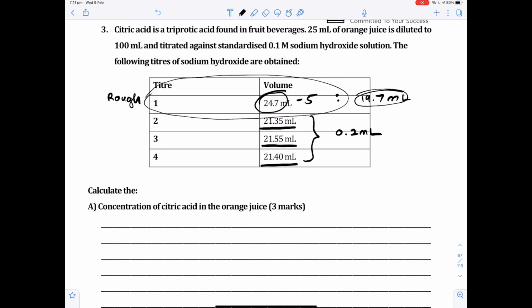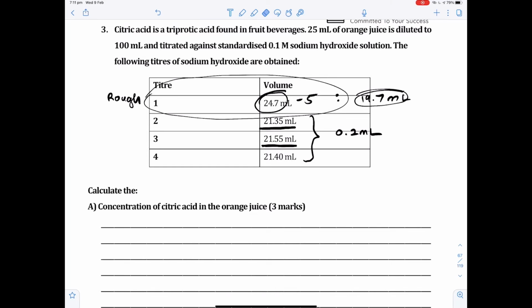Now, what do we see here, everyone? Are the titers within 0.2? Yeah, so if they're outside of 0.3, you would discard them. So if this was 21.8, you would take that one out as well. Does that make sense? And you'd use the 2 and the 3. So they need to be within 0.3 or ideally within 0.2 of one another.